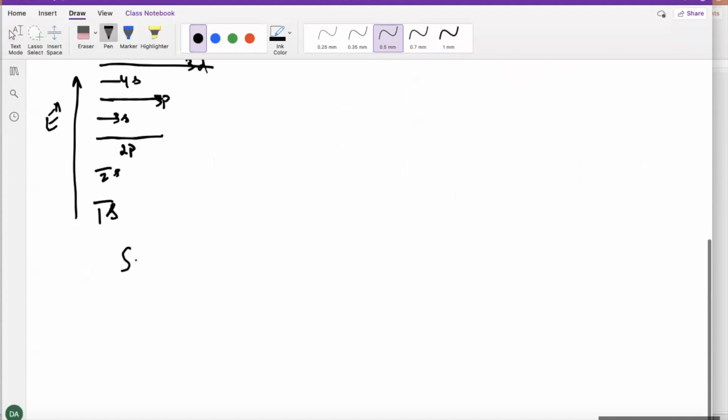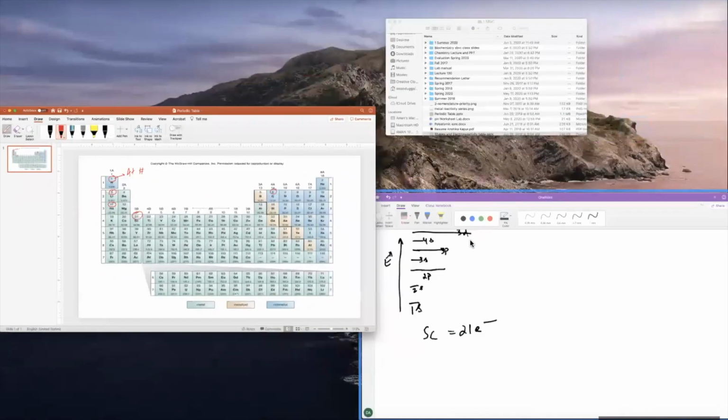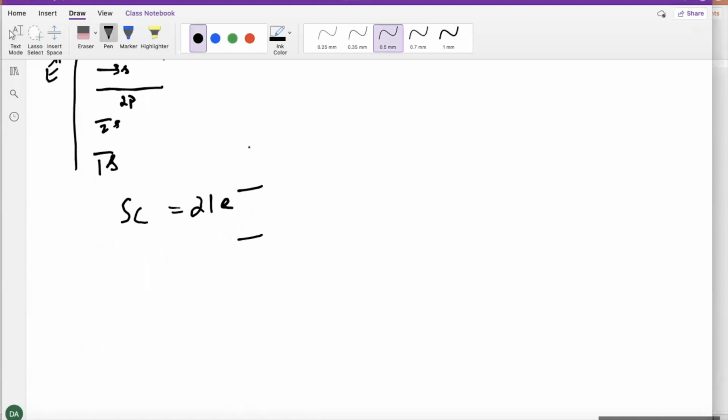Okay, so yes, let's take an example for that. So let's pick scandium, guys. Scandium has a total of 21 electrons. Again, how do I know? I go here, scandium is 21 electrons. So if I ask you on the exam to write the electron configuration for scandium, this is what you're going to do. So you're going to take the scandium and you're going to write, let me erase that.